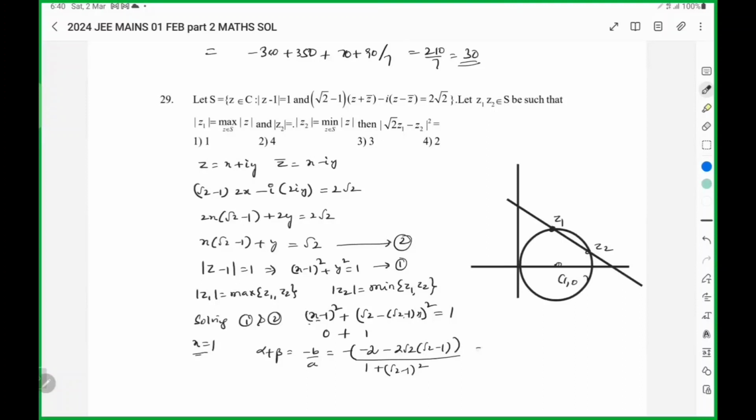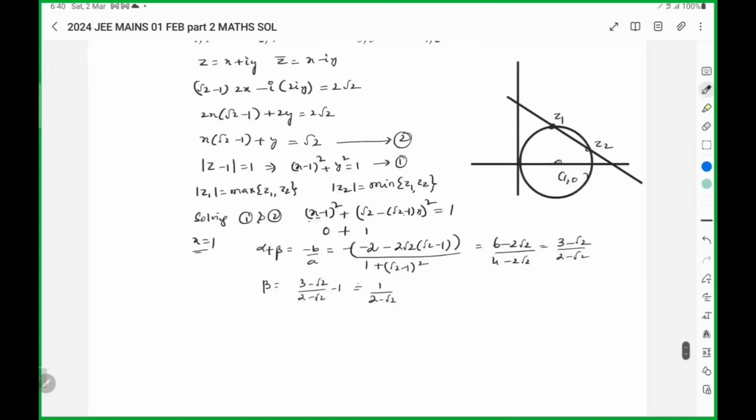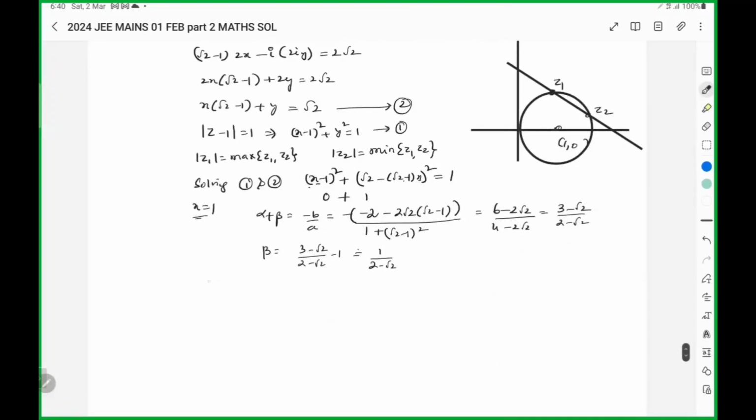So (6 − 2√2)/(4 − 2√2) gives (3 − √2)/(2 − √2), so one root is 1, which gives 1/(2 − √2). So we got one root as 1, the other root is 1/(2 − √2).